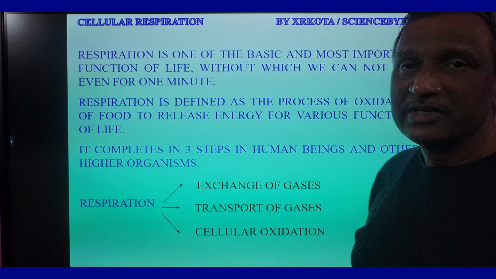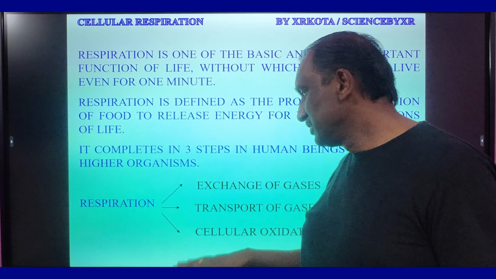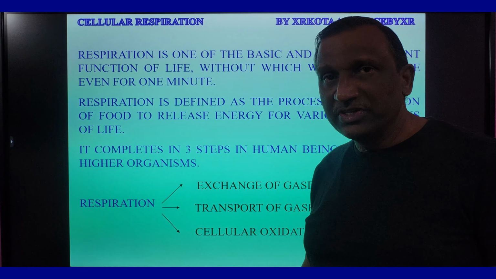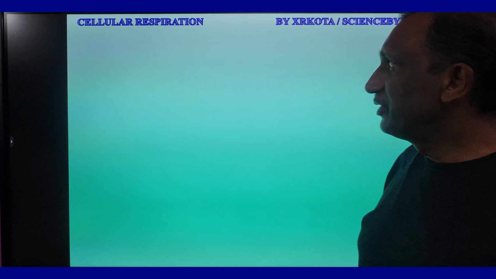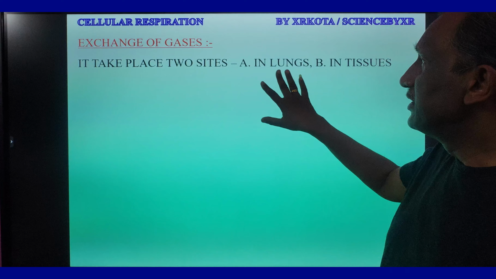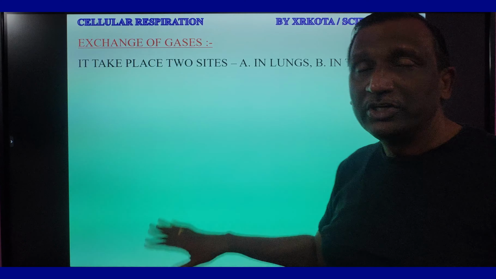Now, three steps are there. Exchange of gases. Where does the exchange of gases take place? How are the gases transported, and how does cellular respiration take place? Let us see one by one. Exchange of gases takes place at two sites, in the lungs and in the tissues.